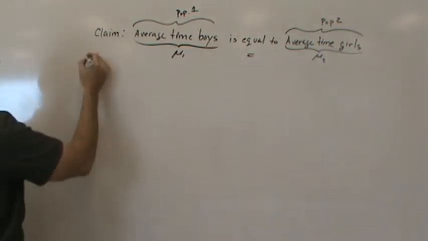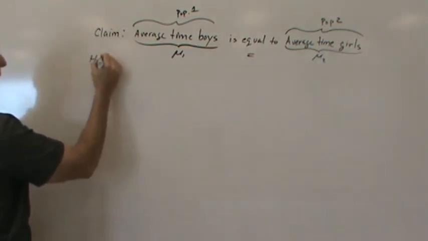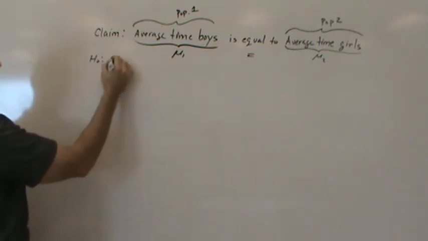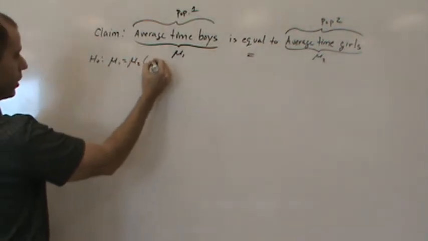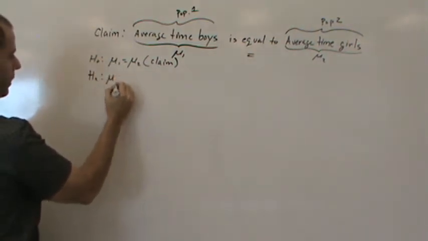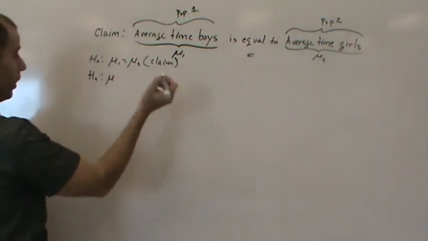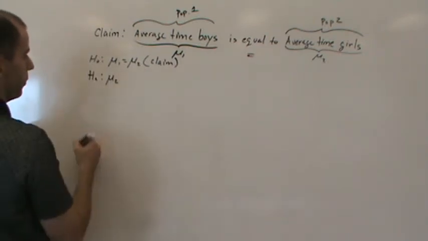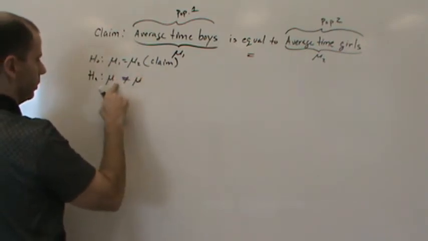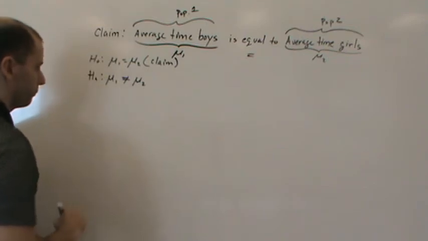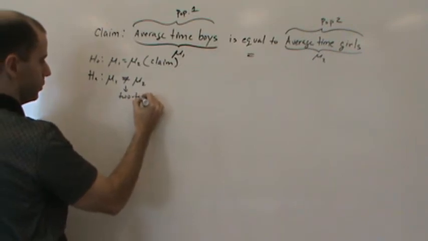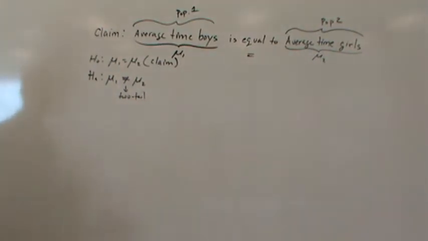So that's the claim. In other words, the null hypothesis is going to be mu1 is equal to mu2, which is our claim in this case, versus the alternative, which is then going to be not equal to. So one of them is significantly different, whichever direction it is, it doesn't matter. So mu1 is not equal to mu2. And so we've got a two-tailed test here. So that's step 1.